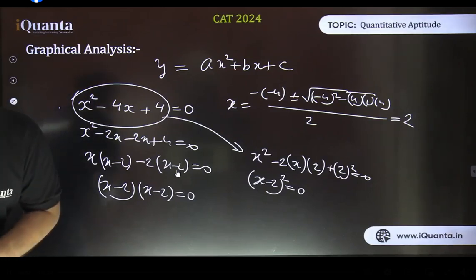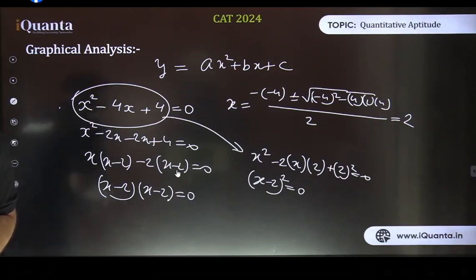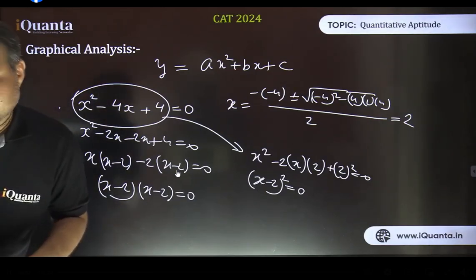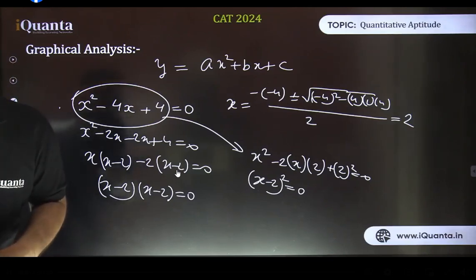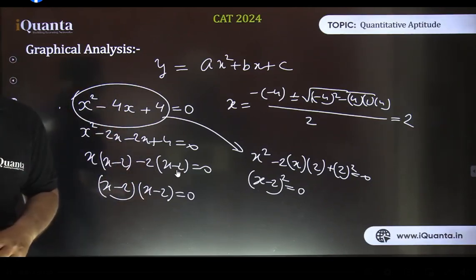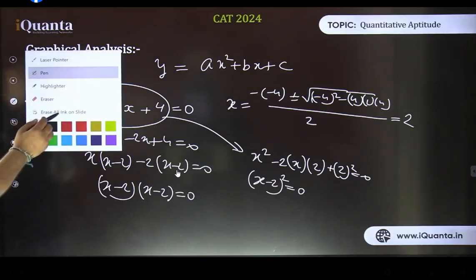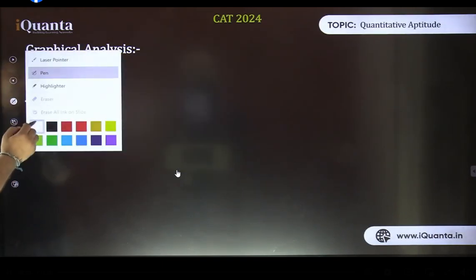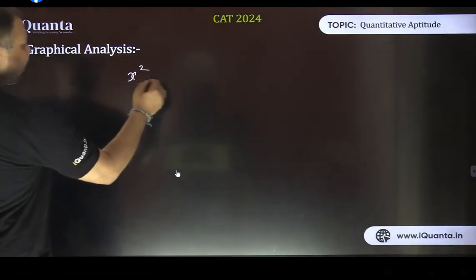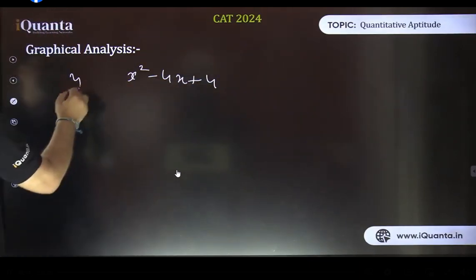What if I put x equals 1? If I put x equal to 1, then also it is coming out to be 1, right? So let's plot the graph. I'm erasing this part and let me write the equation again. So our equation was x square minus 4x plus 4. This was our expression. Let us call it y.